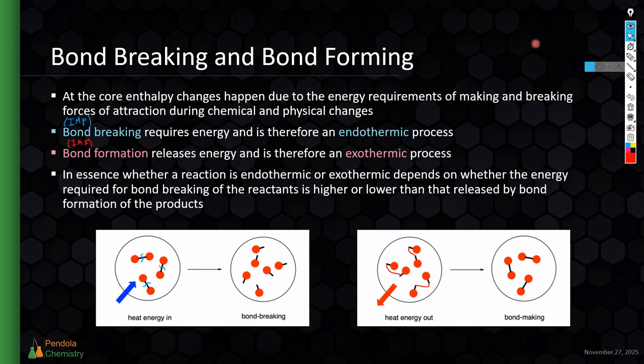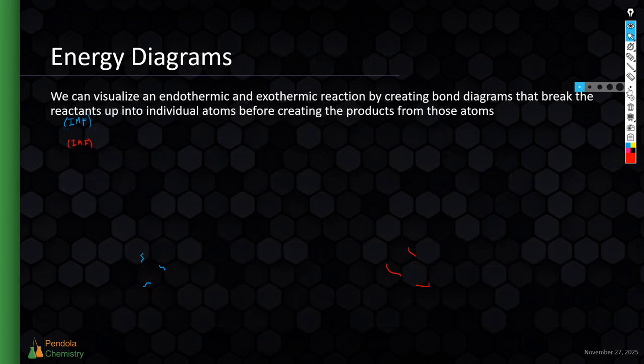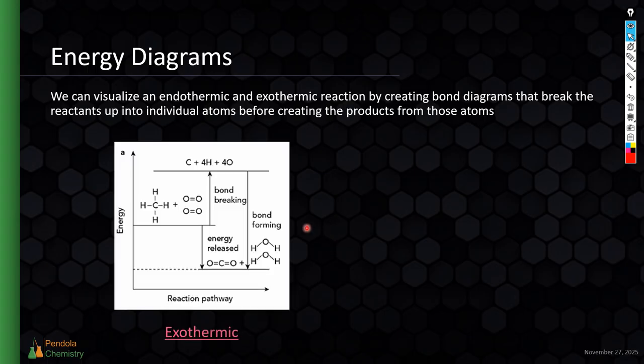So let's look at this in a visual manner. We can do energy level diagrams in order to visualize endothermic and exothermic reactions by creating both arrows up and down to show bond formation and bond breaking. For example, this is the energy diagram, and it's a bit different than the energy level diagrams that we've seen before. This diagram uses up and down arrows to show either an endothermic process or an exothermic process, respectively.